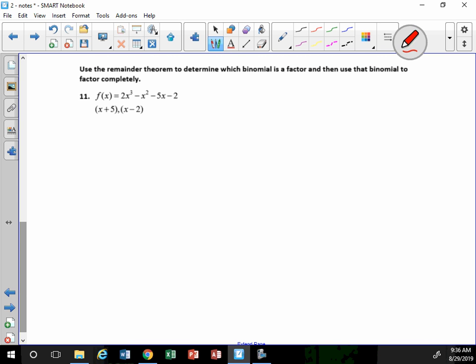All right, use the remainder theorem to determine which binomial is a factor, and then use that binomial to factor completely. Okay, what does that mean? Which one has a remainder of 0? So you've got two choices here, x plus 5 and x minus 2. We're looking for the one that will give us a remainder of 0. So which one do you guys want to try? I heard 2. Is 2 a smaller number? I really don't remember which one works, so let's do 2. Do your synthetic division.